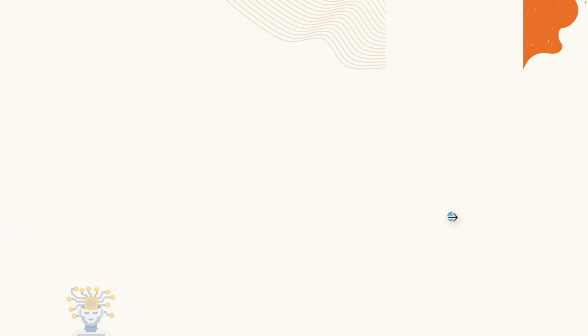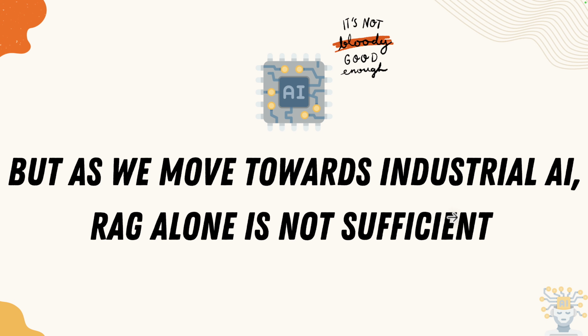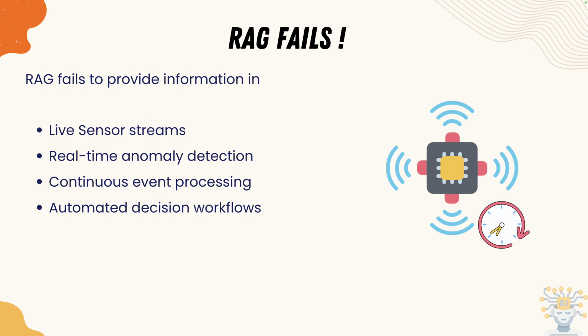But RAG itself is not really enough for industrial AI, because in industrial AI, RAG will fail in certain categories. For example, if your industry is looking for live sensor streams, real-time anomaly detection, continuous event processing or automated decision workflows, RAG will fail to retrieve all this information in such real time, and that needs a lot of processing and AI agents to be in place to make this happen. And that's what we're going to see in this particular video.